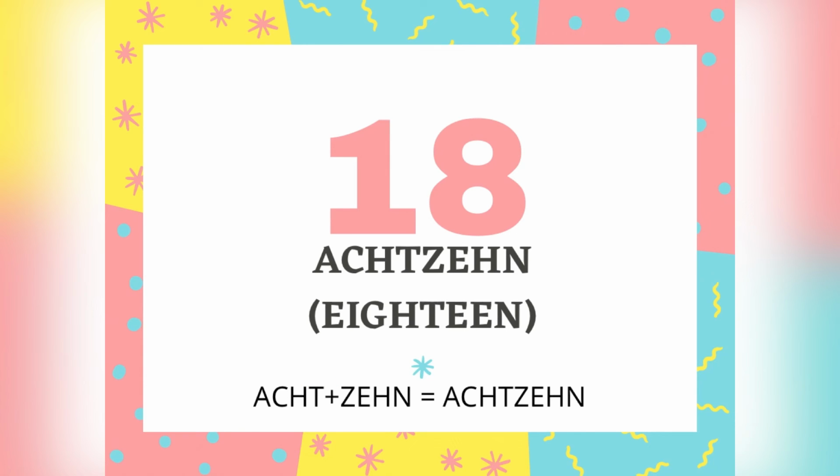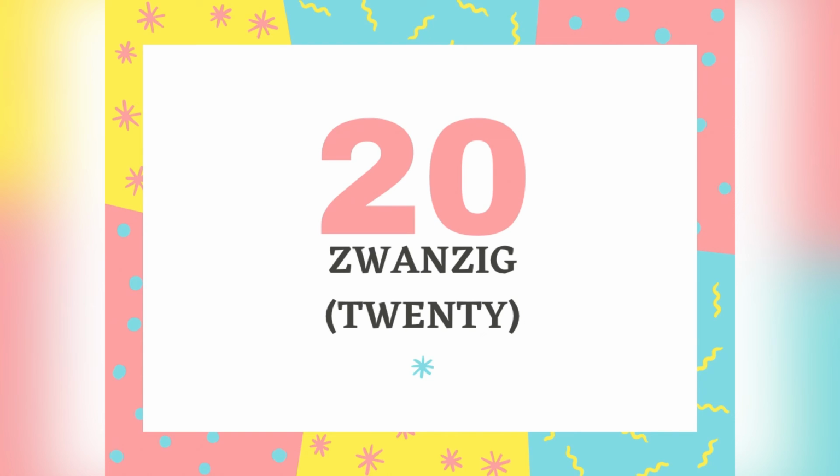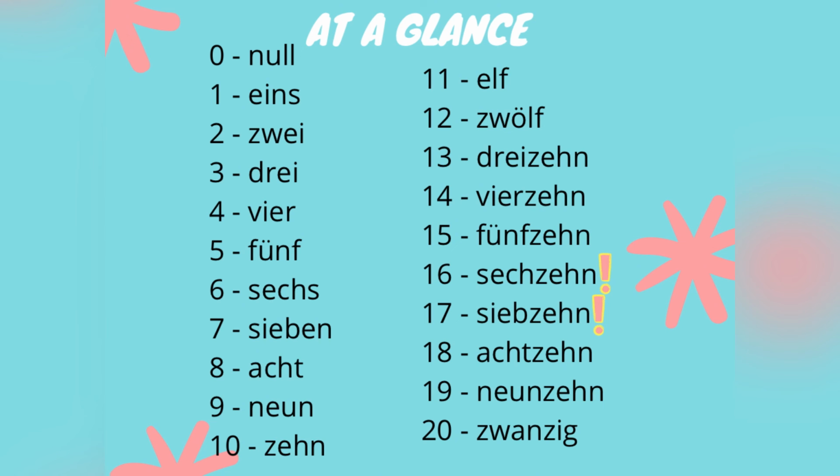Acht and zehn is 18. It is 18 in German. Neun and zehn, 19. It is 19 in German. 20. It is 20 in German. Now this is for your revision.